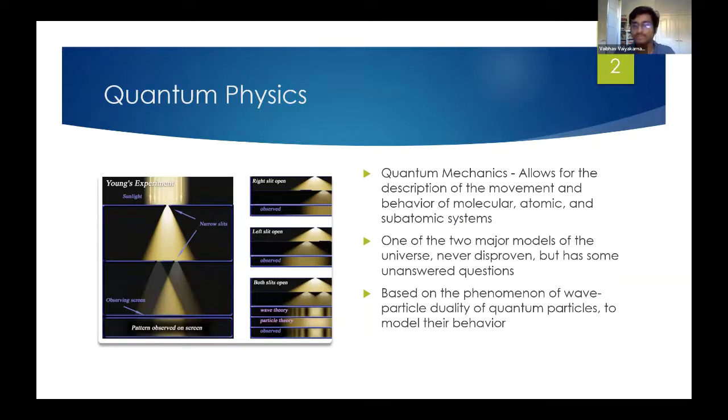So quantum physics is the study of things at a quantum scale, and quantum mechanics is the description of the behavior of their motion and how they move as both particles and waves at the same time, which is what we call wave-particle duality. As it mentions here, it's one of the two major models of the universe, apart from general relativity. And it's never been disproven, but of course it does have some unanswered questions, which I can entertain towards the end of the presentation.